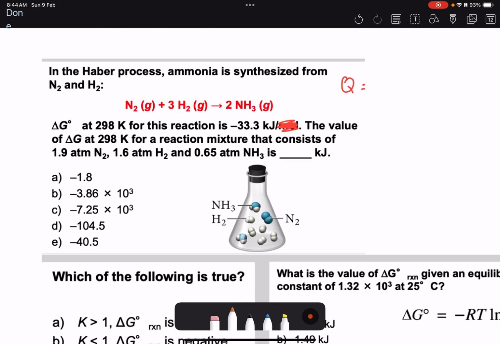Moving on, in the Haber process, find delta G of this reaction. The standard is given as negative 33. The value of delta G at 298 Kelvin for a reaction mixture that consists of 1.9 atmosphere of N2. So here they gave us new pressure. Just like the previous question, they changed the condition of pressure.